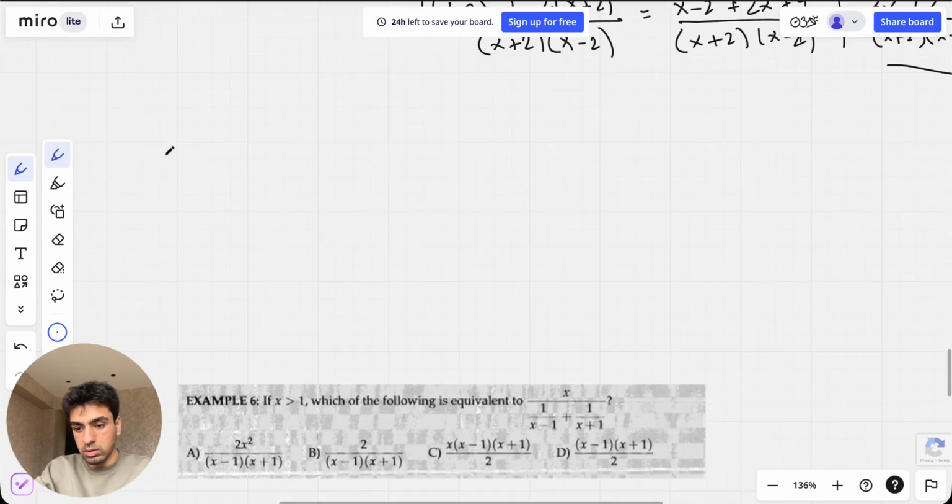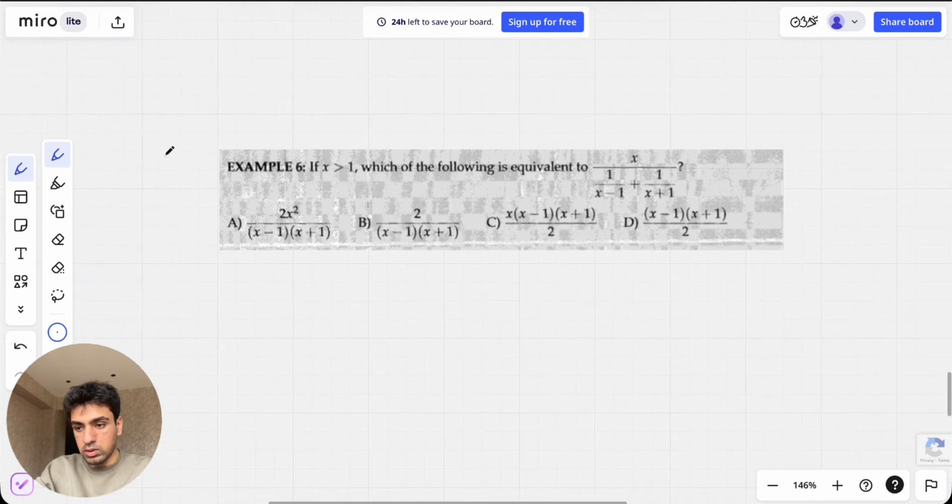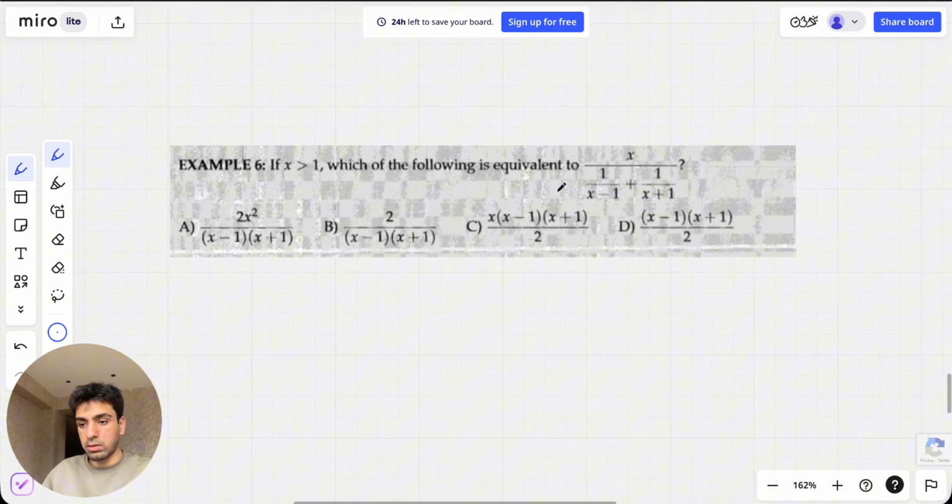Alright, moving on. Example 6. Now in these questions you have to first solve the denominator. So let's work with the denominator first. The question is x divided by (1 over x minus 1 plus 1 over x plus 1). You can write it like this, which makes things easier. So first let's solve the bracket.